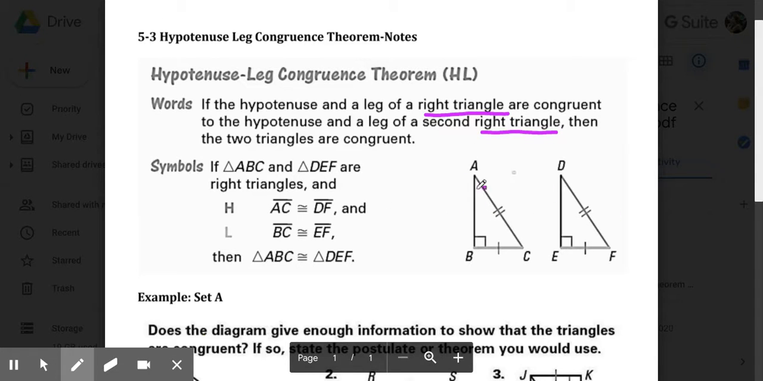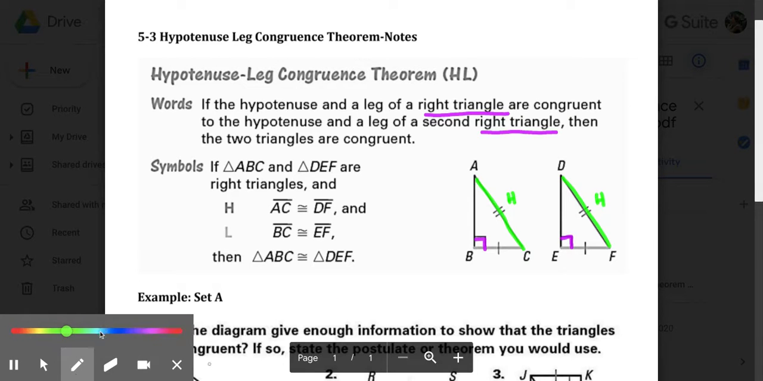So if I look at the diagram down here, I see that I have a right triangle here because triangle ABC has a right angle, angle B, and also triangle DEF has a right angle down here. So I could potentially apply this theorem. Let's check if I have a set of hypotenuses congruent. I see AC, this side over here, is the hypotenuse. And over here, DF is the hypotenuse for this triangle. So it looks like those are marked congruent.